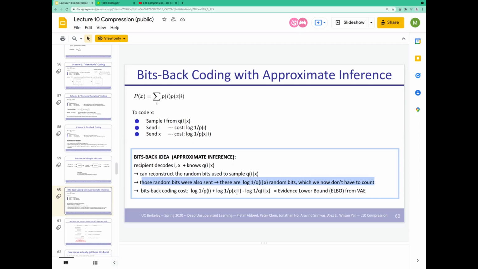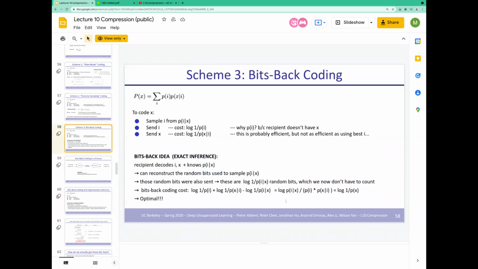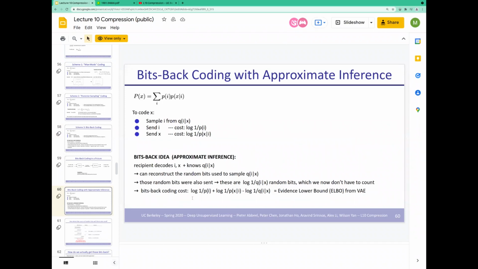But the only difference here is this fraction. I'll go back to the derivation from before. Right here, we simplified it to log 1 over p of x, but this p is now a q, right? So this becomes 1 over p of I, 1 over p of x given I, and 1 over qi of x. And this is equal to the ELBO in the VAE. It turns out that this is equal to the ELBO. So it's one of the intermediate versions of it, right?